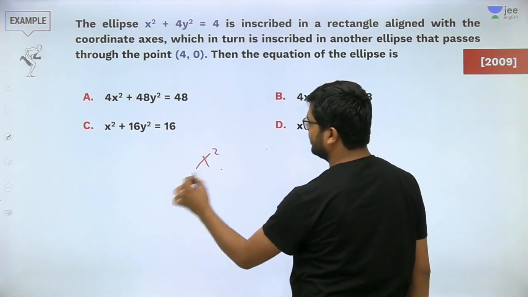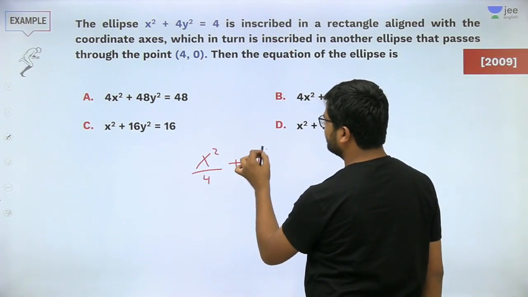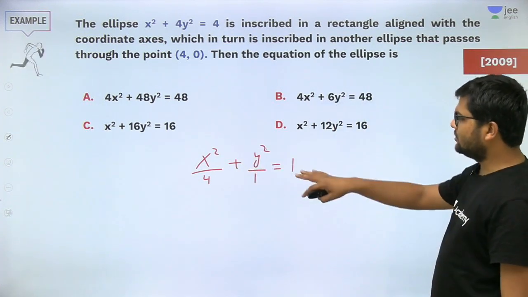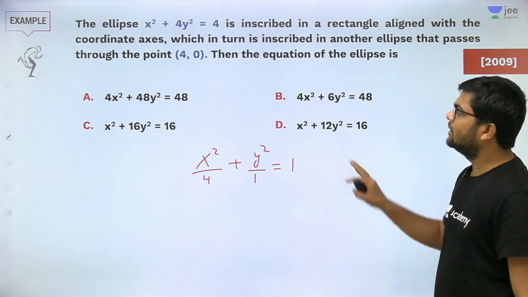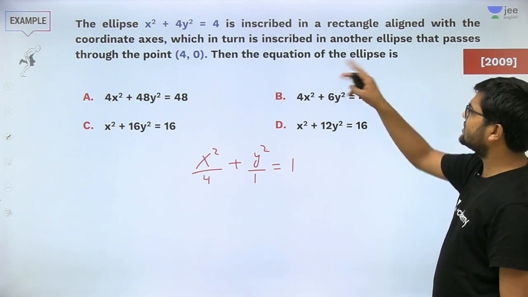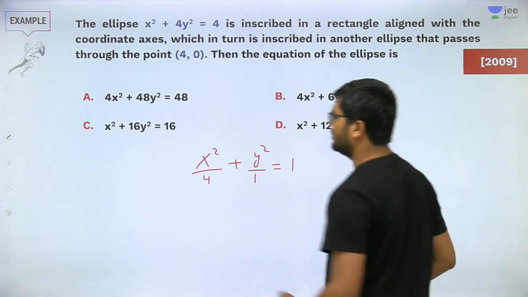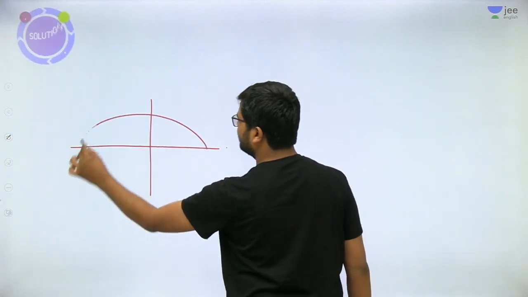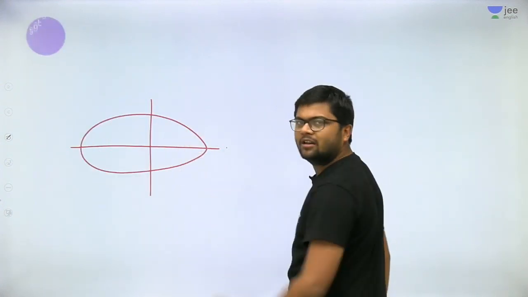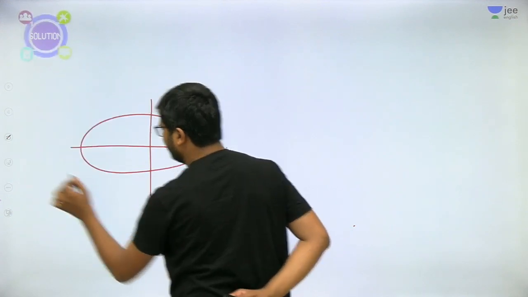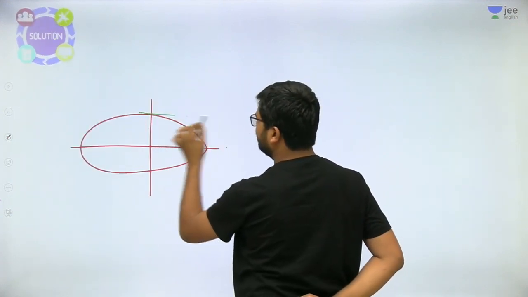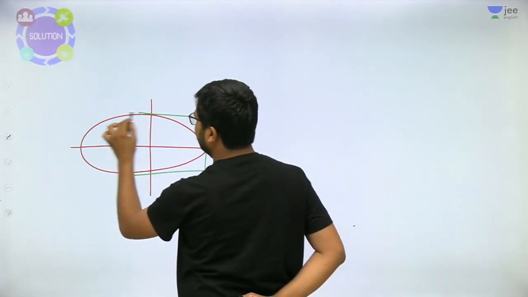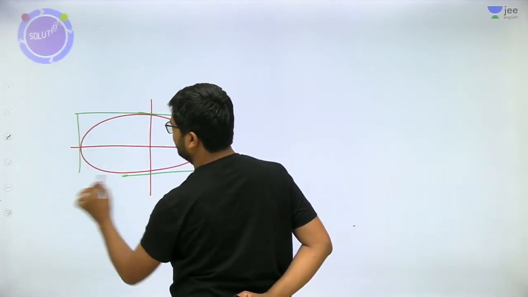It will be x square upon 4 plus y square upon 1 equal to 1. That is the standard ellipse. Now this is a horizontal ellipse, that is for sure. Now this ellipse is inscribed in a rectangle. Till now I am just plotting this figure: a standard horizontal ellipse, and it is inscribed in a rectangle. So let me plot a rough rectangle for you. Getting my point? That will be the rectangle that will inscribe this ellipse.